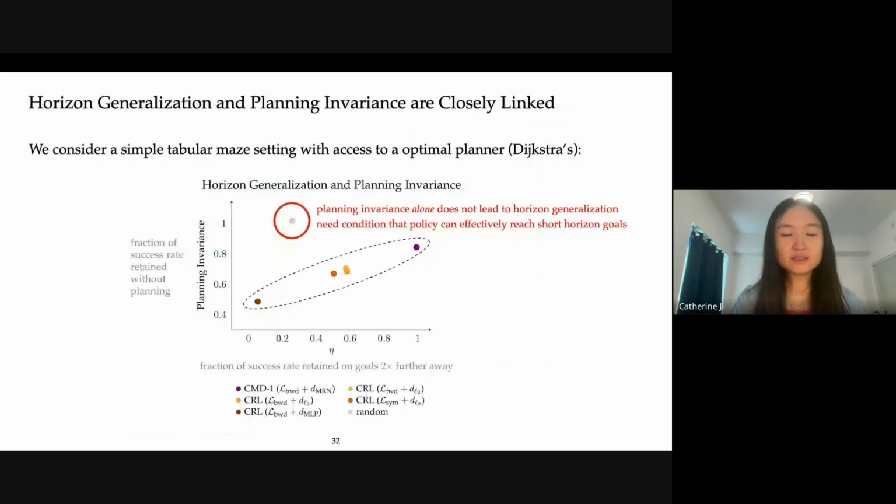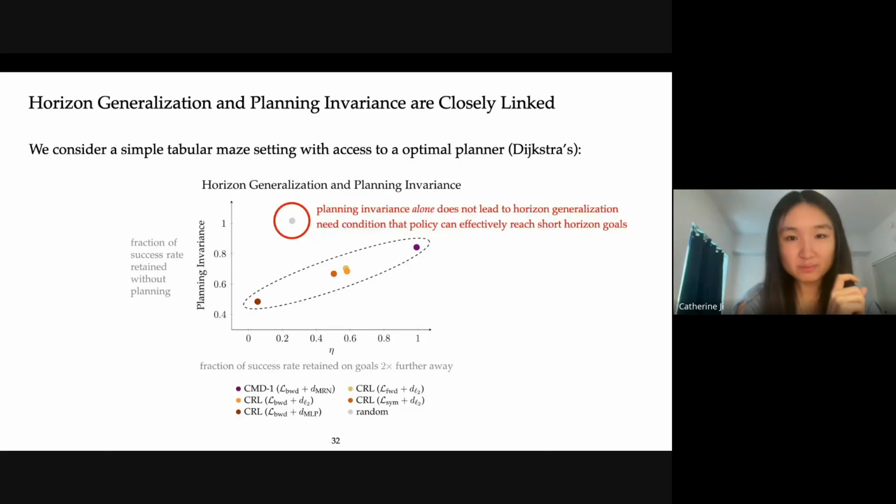Okay, and finally, something that we also explored within a really simple tabular maze setting with access to an optimal planner, namely just Dijkstra's, is this concept of planning invariance, which we measure as the fraction of success rate retained without planning. So this is how good our policy is with and without planning, as a ratio, compared to this horizon generalization parameter eta. And we see that these things are fairly related. However, planning invariance alone does not lead to horizon generalization.